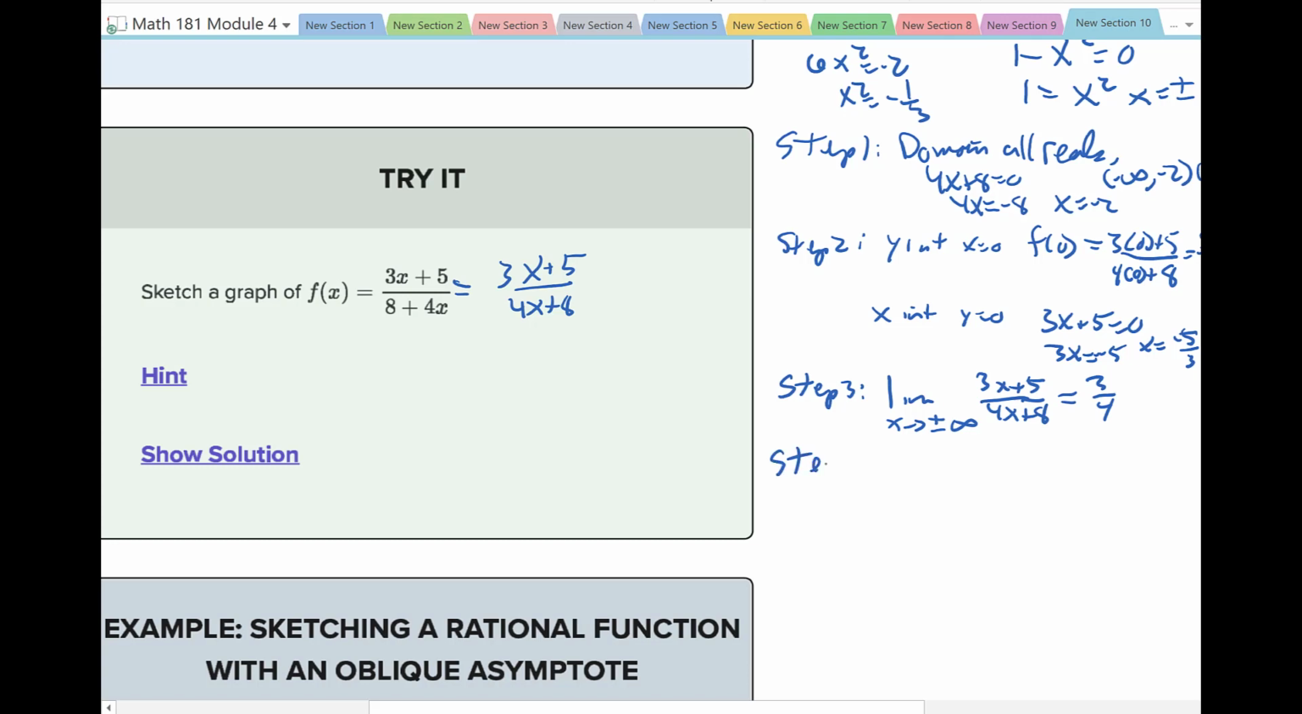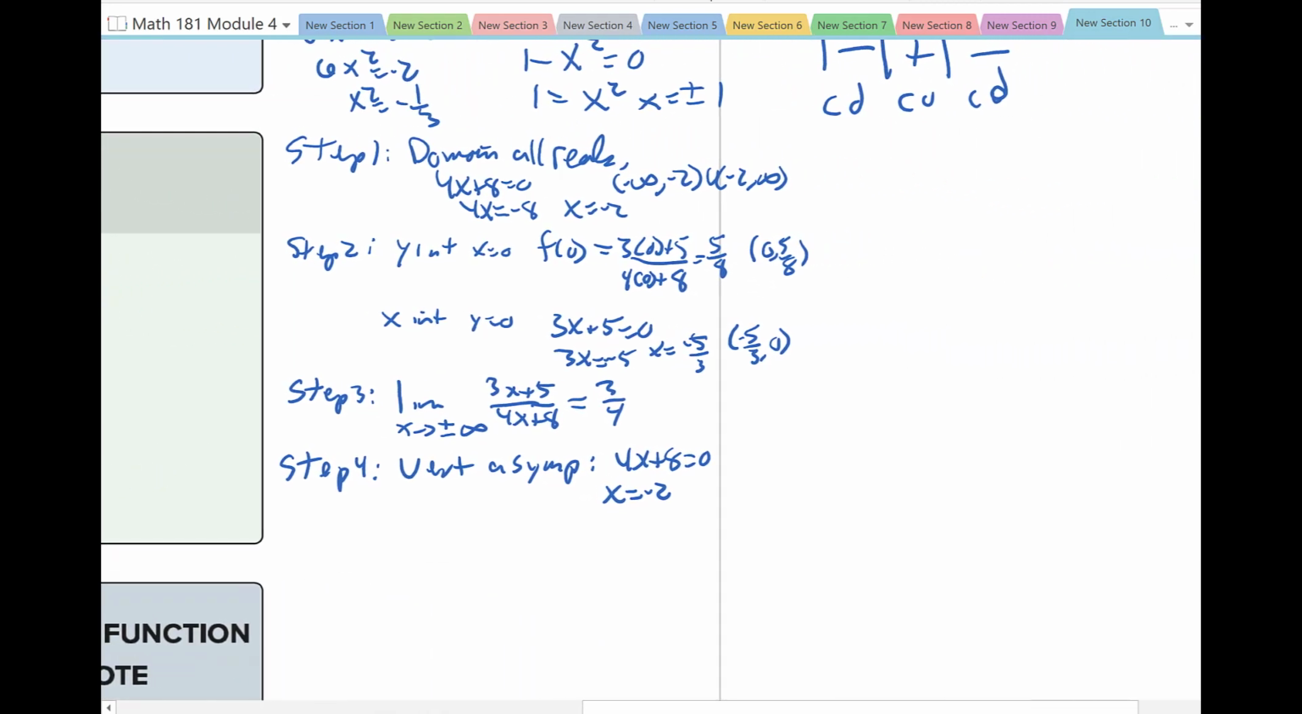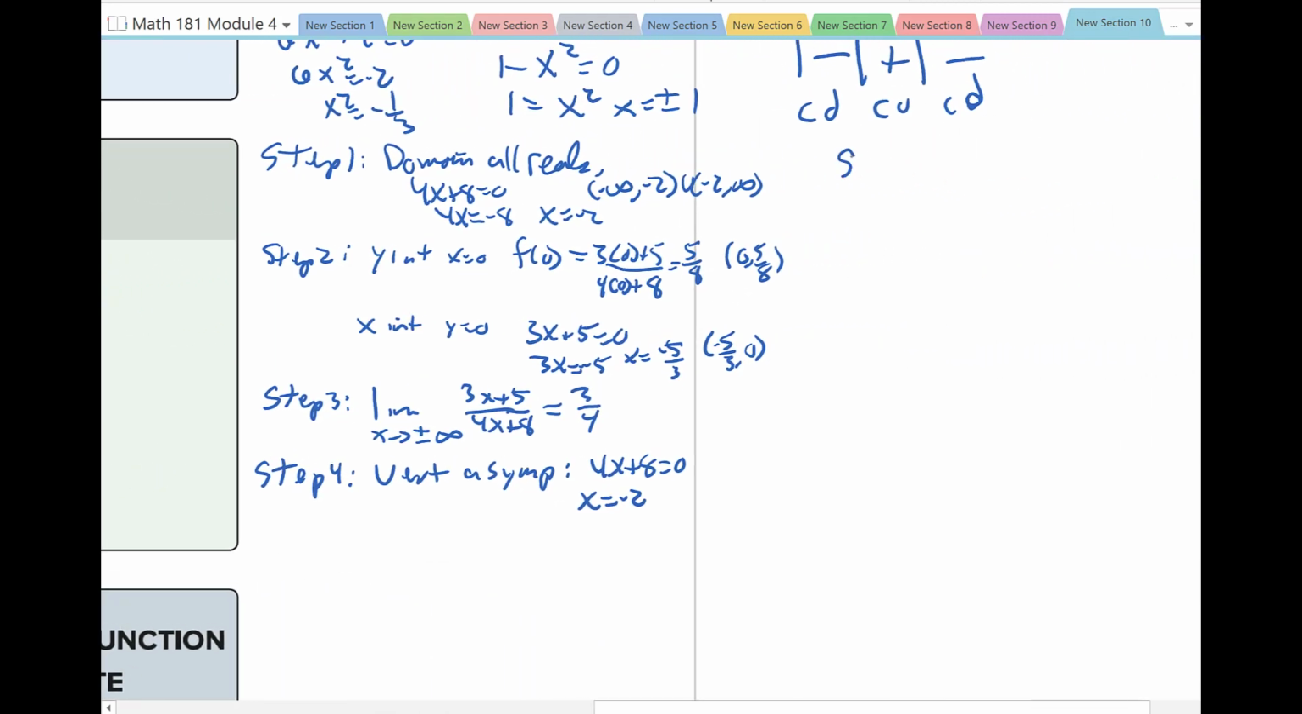Step 4 is the vertical asymptotes. We already saw what that's going to be. Vertical asymptotes are going to be where the denominator is 0. So 4x plus 8 equals 0, or x equals -2. Let's go to step 5.